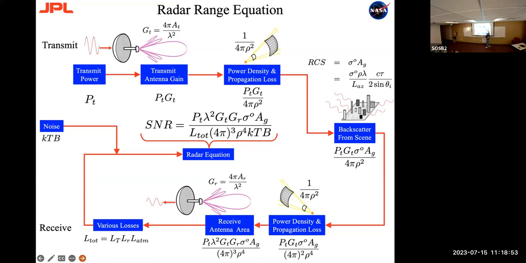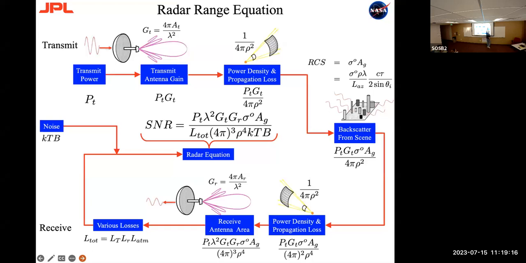And how many people remember what the area of a sphere is? One person? 4 pi r squared. So that's where the 4 pi r squared is. The energy starts out and it gets diluted by 4 pi r squared. It's like it gets smushed out onto a sphere.